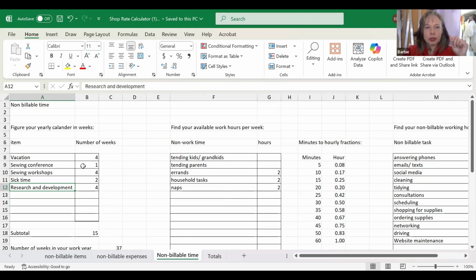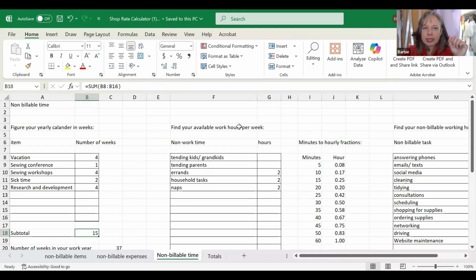So my subtotal here is 15 weeks. That's 15 weeks that I am not working that I need to incorporate into my calendar, time that I'm not working billable time.